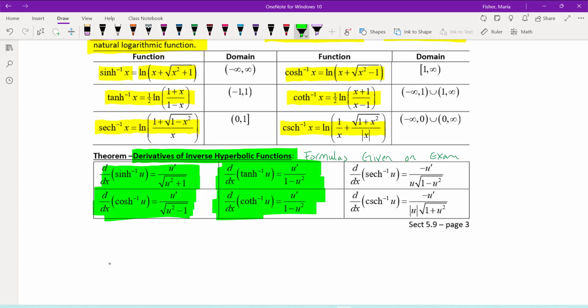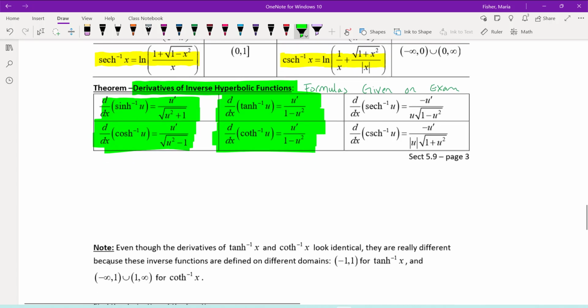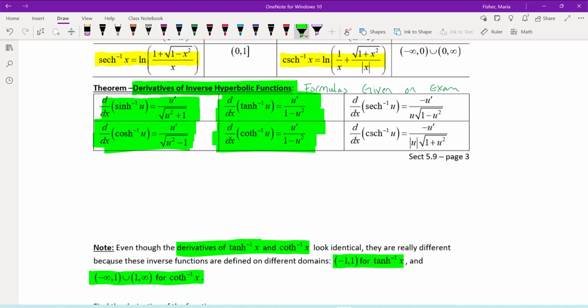The derivative of the hyperbolic cotangent is the exact same thing, u prime over 1 minus u squared. Now just to note, even though their derivatives are the same, they're really different because the domains of the inverse hyperbolic tangent and inverse hyperbolic cotangent are different. For the inverse hyperbolic tangent, the domain is all numbers between -1 and 1. And for the hyperbolic cotangent, it's all numbers from -infinity to -1 and from 1 to infinity.